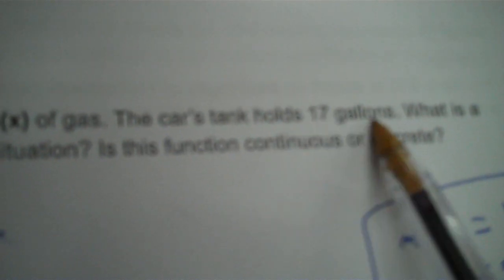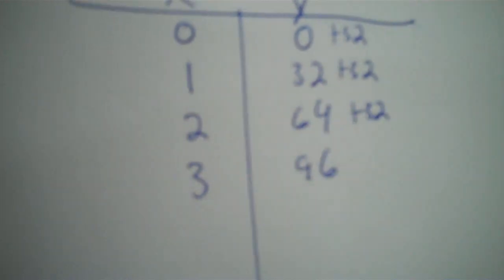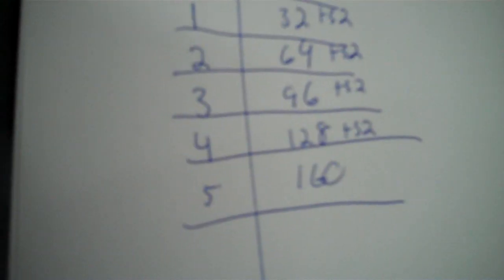Now, after the 0, 1, 2 is done, set your limit. 17 is your limit, gallons. So limits over here, because gallons is over here, equals 17. So 3, this is going to take a while. 64 plus 32 is 96. 4, 96 plus 32 is going to be 128. Plus 32, that's going to be 160. You know you can stop when you've either reached 17 or go over it.